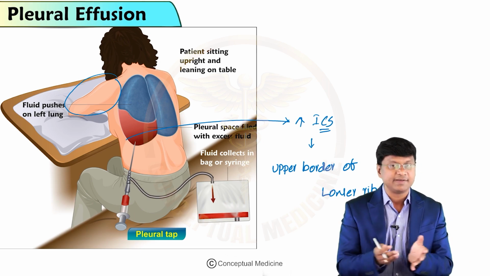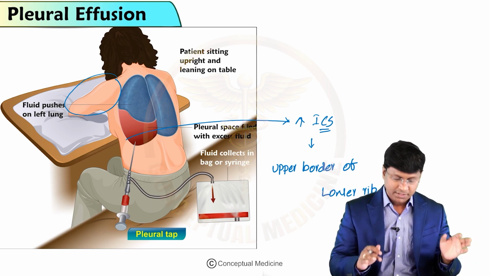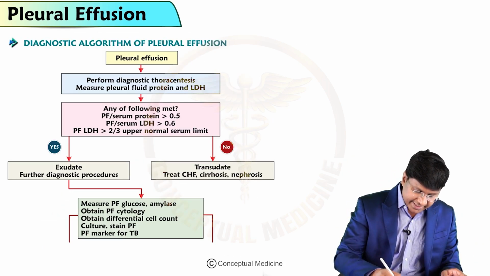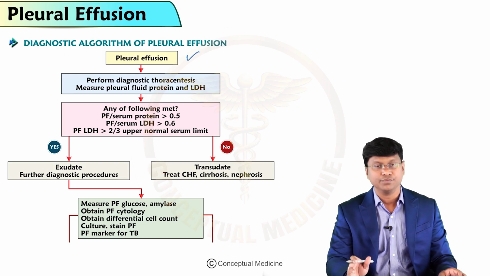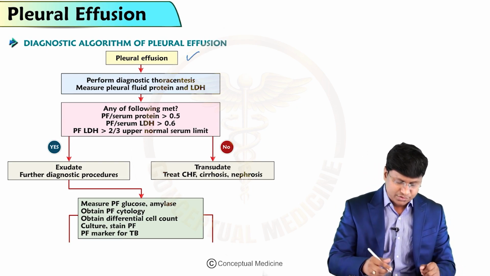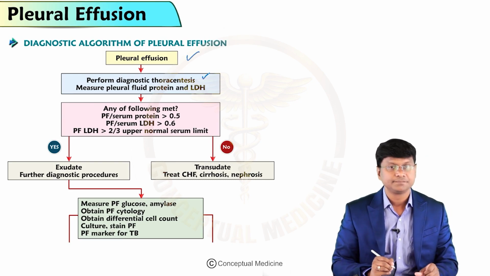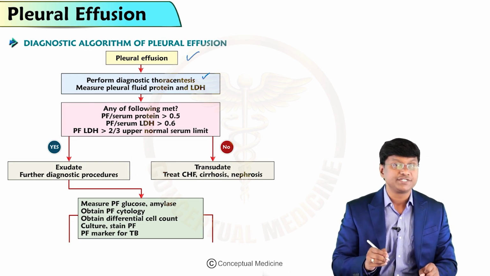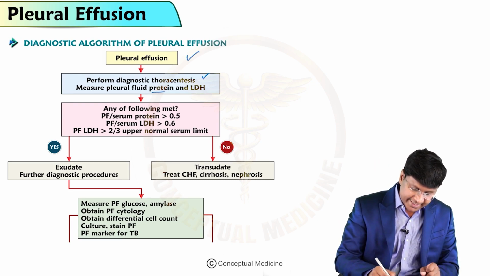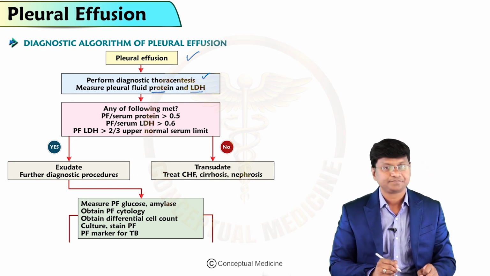Now let me summarize the entire pleural effusion. Suppose you have a case of pleural effusion, what do you have to do? You need to perform the diagnostic thoracentesis first, and then you need to measure the pleural fluid protein as well as the LDH.